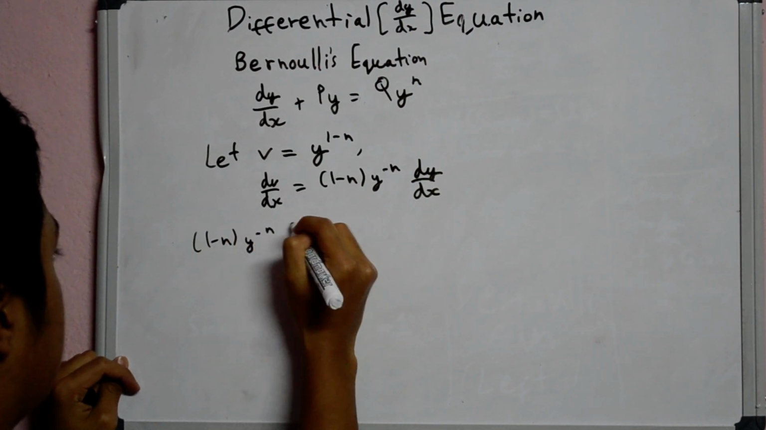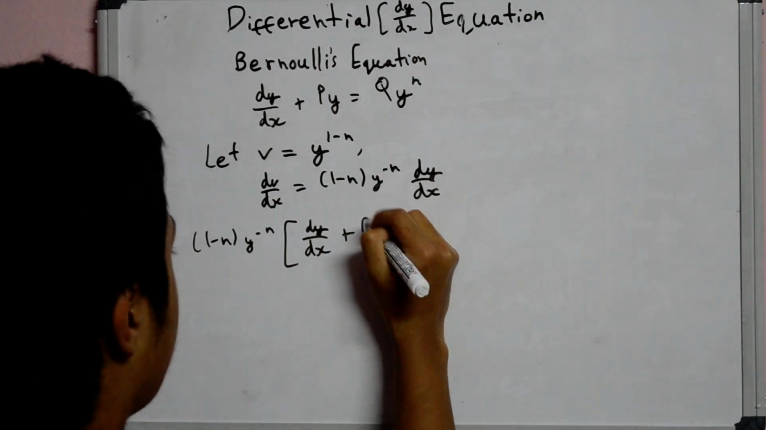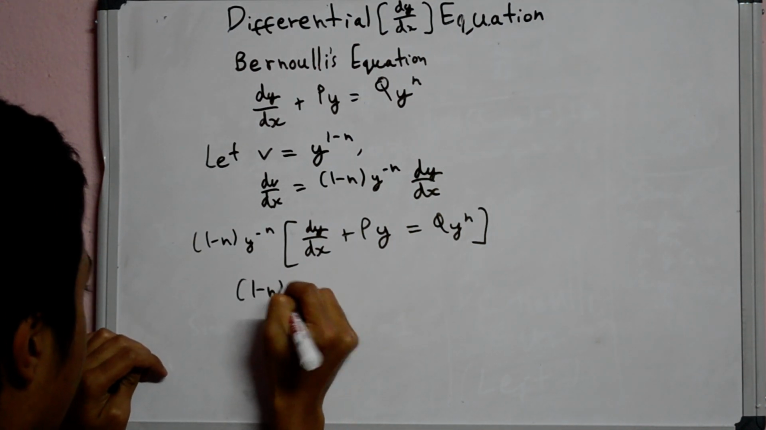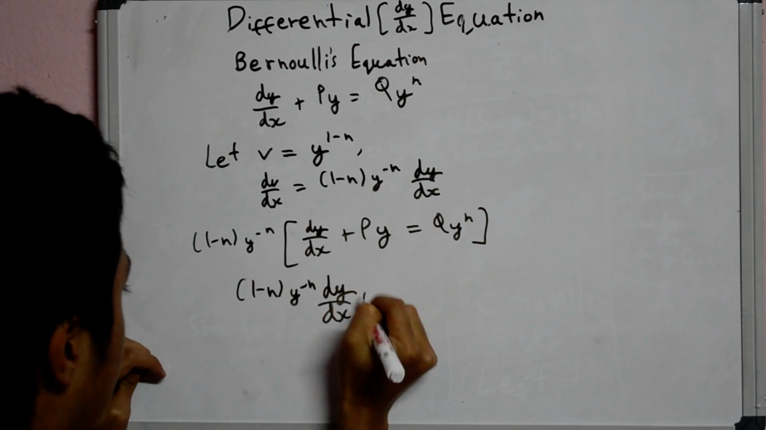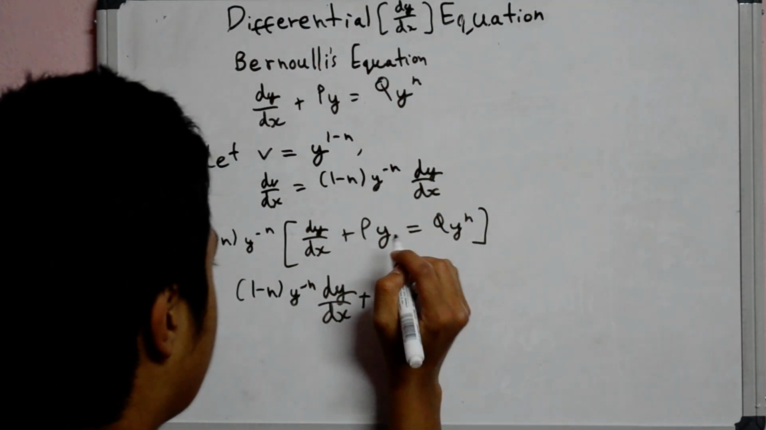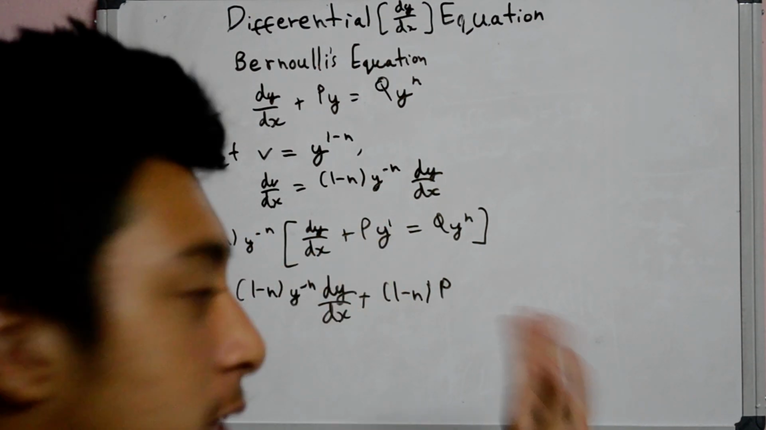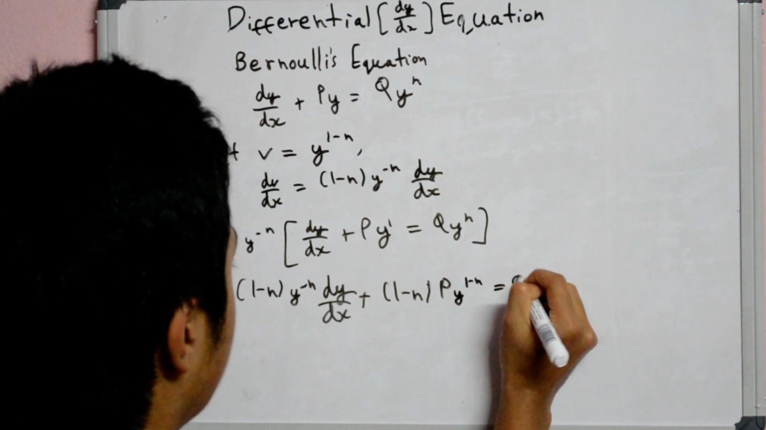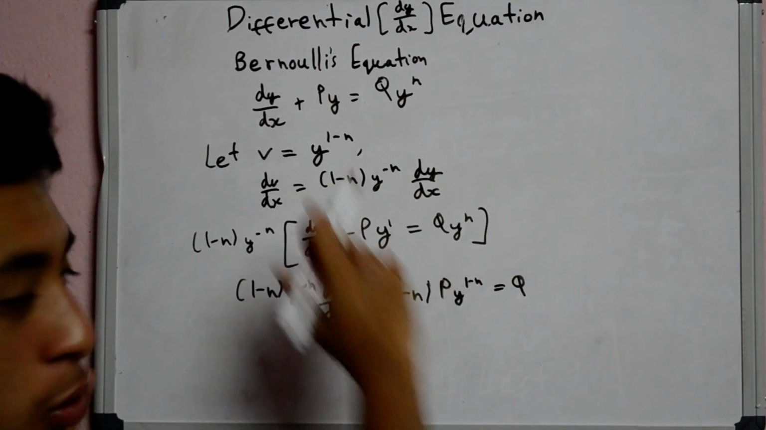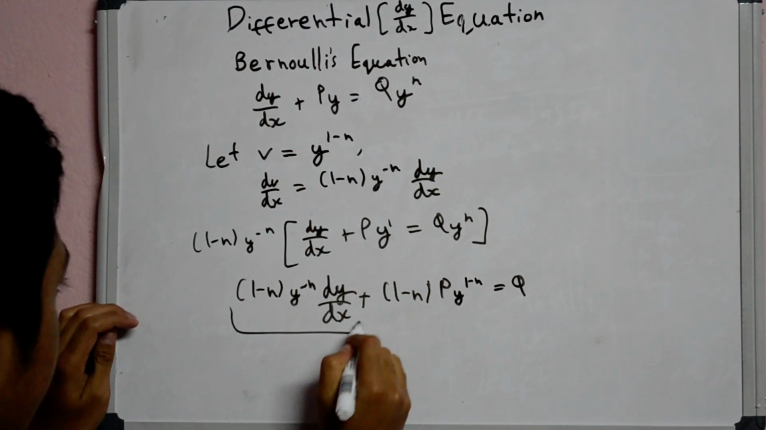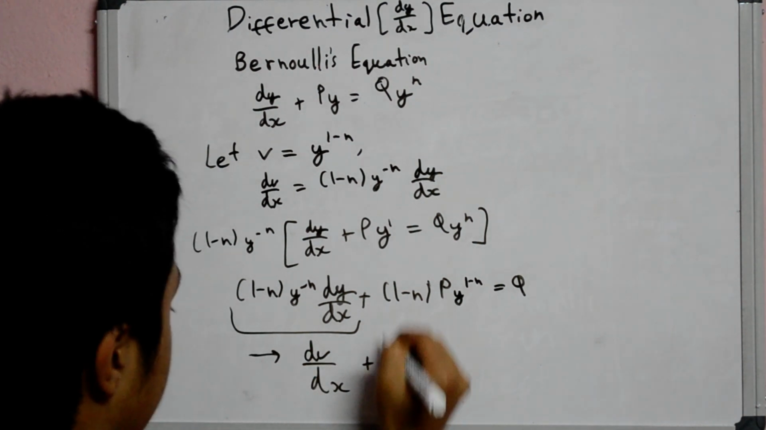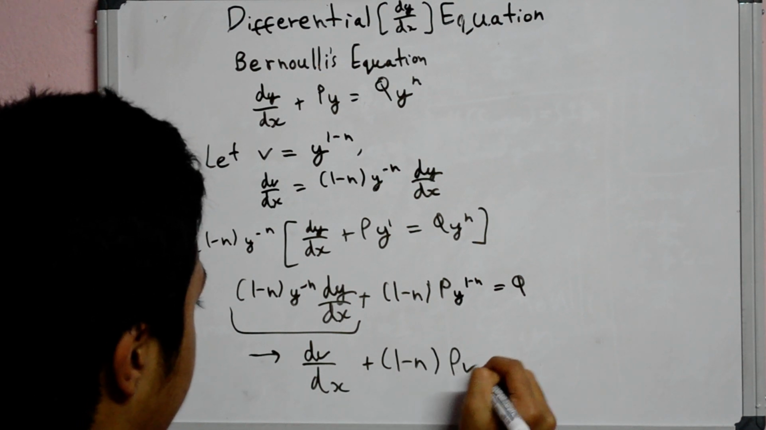Now first it becomes (1 minus n) y to the power minus n dy/dx plus (1 minus n) P. Well, we have y, we can write it as y to the power 1. If we multiply 1 and y to the power minus n, it becomes y to the power 1 minus n, equals Q. Y to the power n into y to the power minus n is just 1, so just Q. And here we have y to the power 1 minus n, which we had let as v. And this whole thing here is just dv/dx. So this becomes dv/dx plus (1 minus n) Pv equals Q.